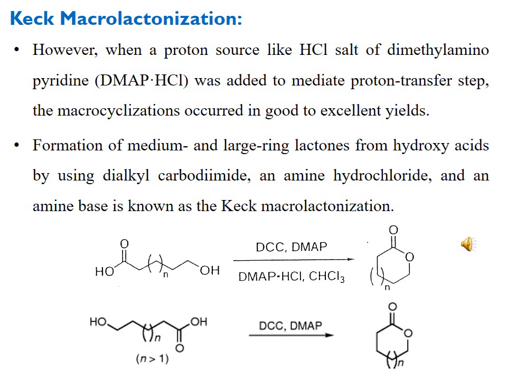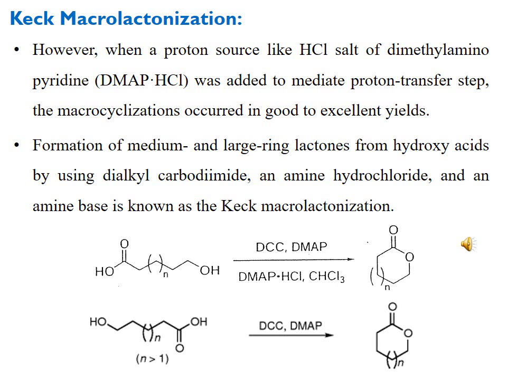So the formation of medium and large size lactones from hydroxy acids by using dialkyl carbodiimide. Dialkyl means this can be dicyclohexyl, as we mentioned on the last slide, that is DCC, dicyclohexylcarbodiimide, or it can be substituted by some other alkyl moiety also, and an amine hydrochloride, which was basically dimethylaminopyridine as a base in its salt form with HCl, and an amine base also, that was also DMAP only. So the cyclization process in the presence of these reagents is generally known as the Keck macrolactonization process.